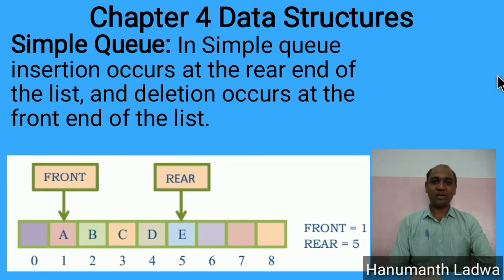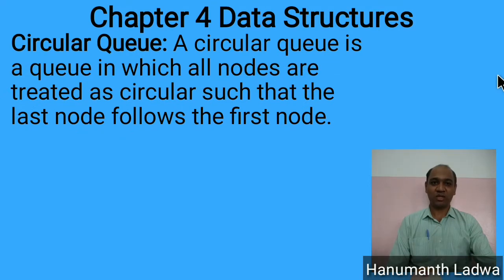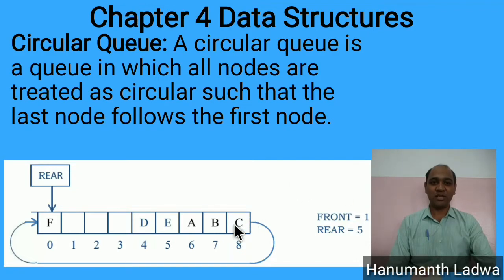Now let us move on to the next one, the circular queue. A circular queue is a queue in which all nodes are treated as circular such that the last node follows the first node. Here in the diagram you can see the last node follows the first node, which is acting as the rear end of the circular queue.